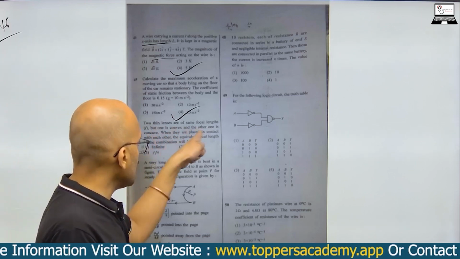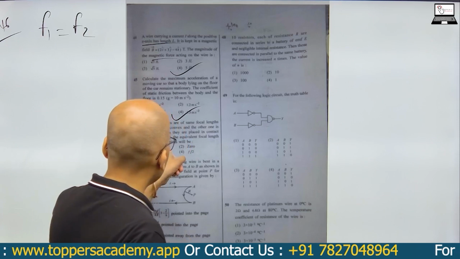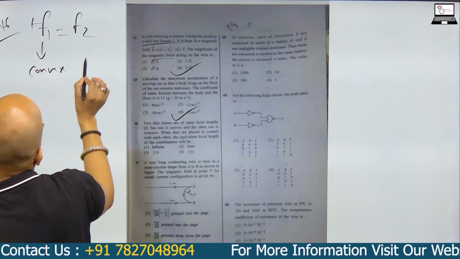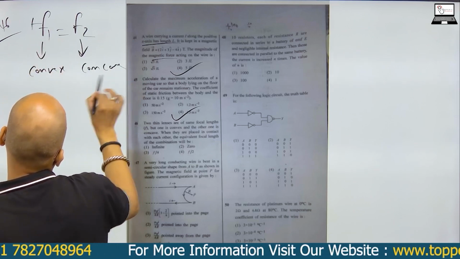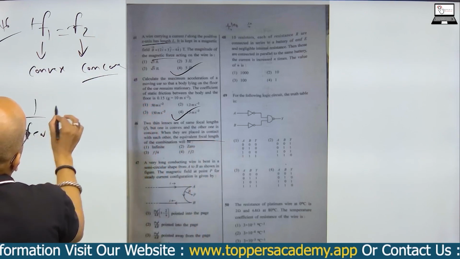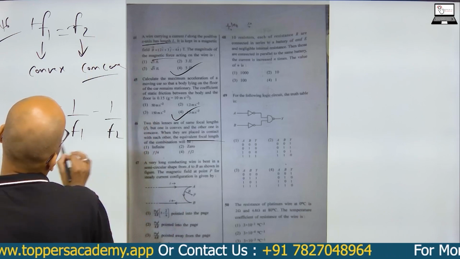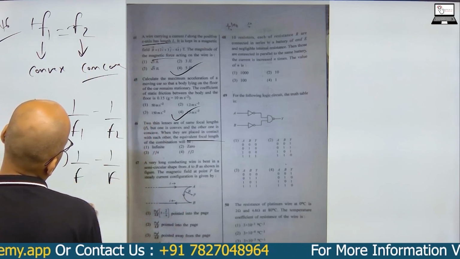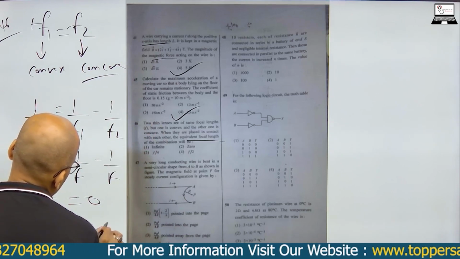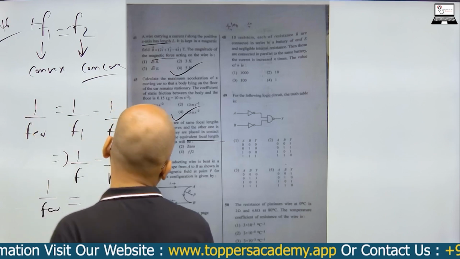Two thin lenses of same focal length. Okay, focal length is same, that means f1 is equal to f2. But one is convex, other is concave. If this is convex, its focal length is positive. It is concave, that means its focal length is negative. Calculate the equivalent focal length. 1 upon f equivalent is equal to 1 upon f1 plus 1 upon f2, but f2 is negative, so minus 1 upon f2. Focal length is same, so 1 upon f minus 1 upon f, that will be 0. So 1 upon f equivalent is 0, so f equivalent will be infinite. 1 upon 0 is infinite.